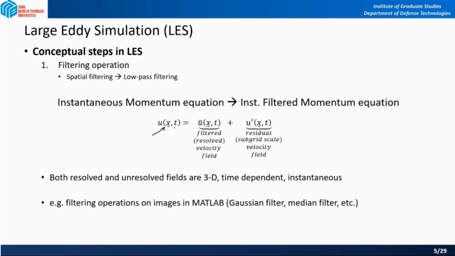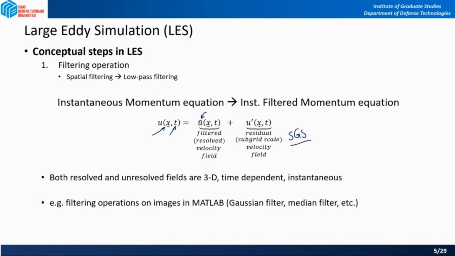U is a function of space and time, and this velocity field, which is a function of space and time, can be written as a combination of a filtered or resolved velocity field, which I am showing by u tilde, and the part that I call the residual velocity field, or in LES we call it the subgrid scale, or SGS, component.